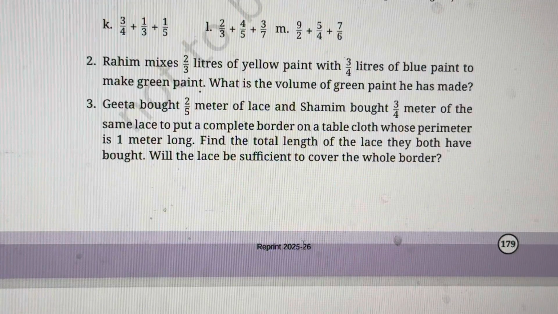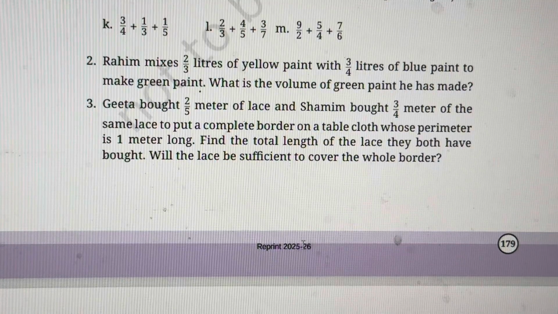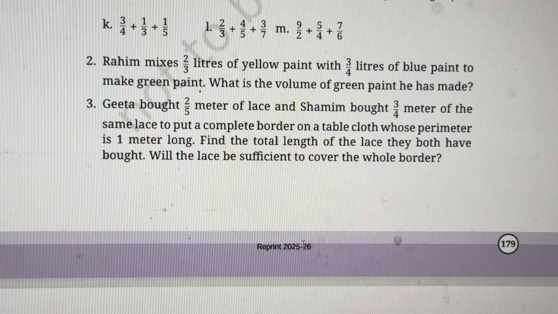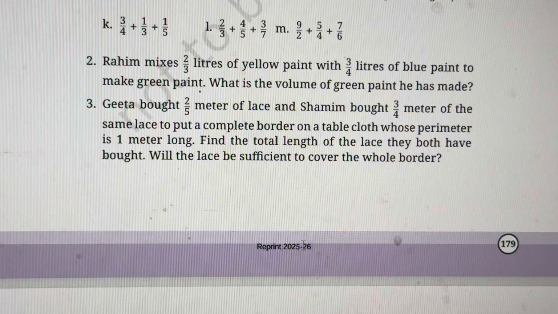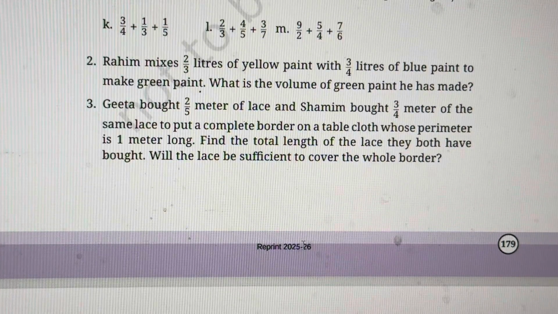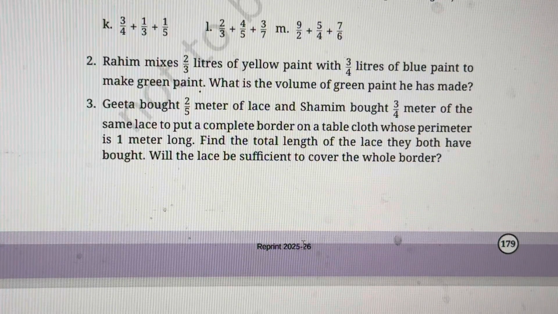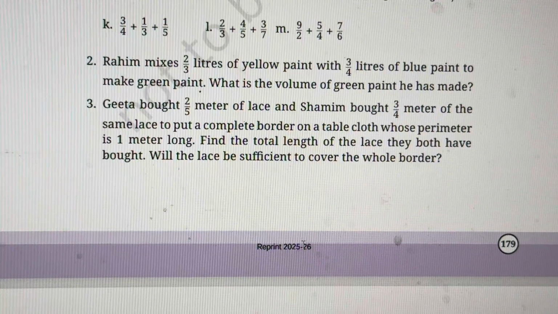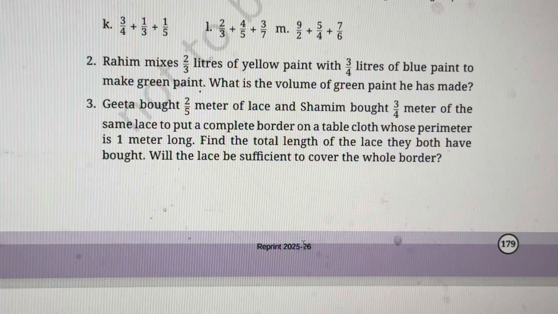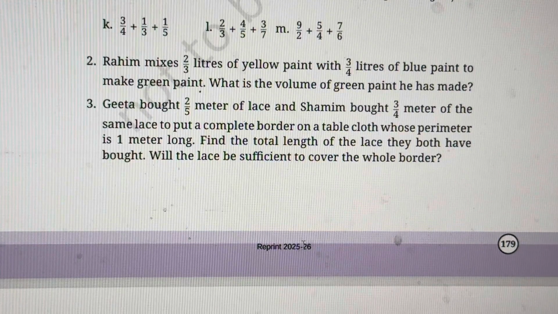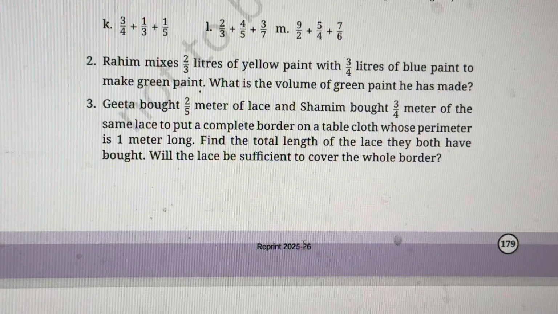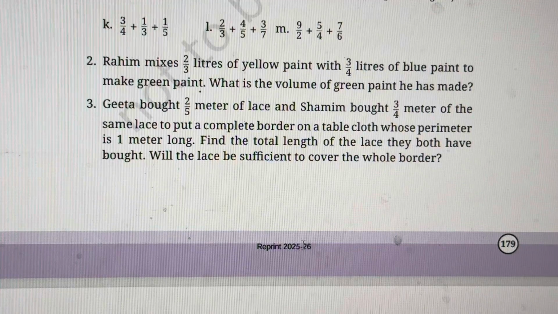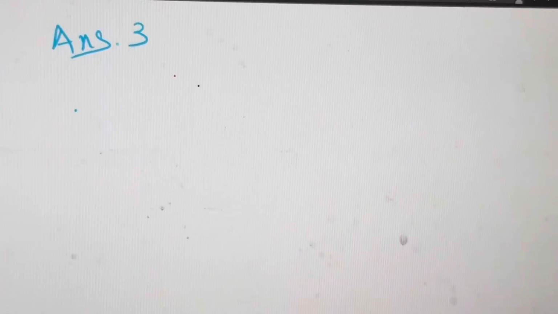Question number 3. Geeta bought 2/5 meters of lace, and Shamina bought 3/4 meter of same lace. Right? So to put a complete border on a tablecloth, whose perimeter is 1 meter long, means that tablecloth's perimeter is 1 meter long. Find the total length of the lace the both have bought. And will the lace be sufficient to cover the whole border? Because we don't know whether the sum is 1 meter or more than 1 meter, right? So let us check that. So let us see answer number 3.